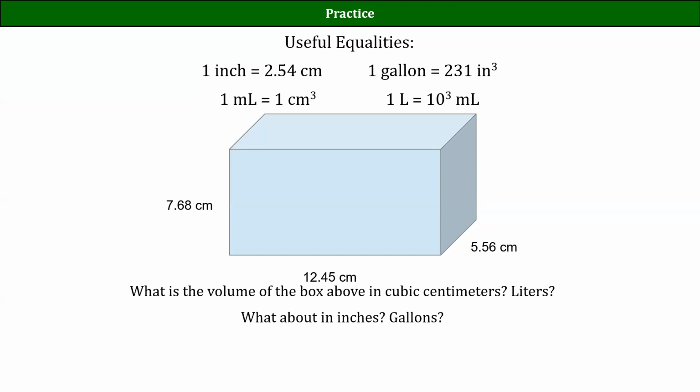All this to say, I don't know where 231 cubic inches comes from, but this is exact because it's a conversion within the same system. Because inches is imperial and gallons is an imperial volume unit, this is an exact conversion.